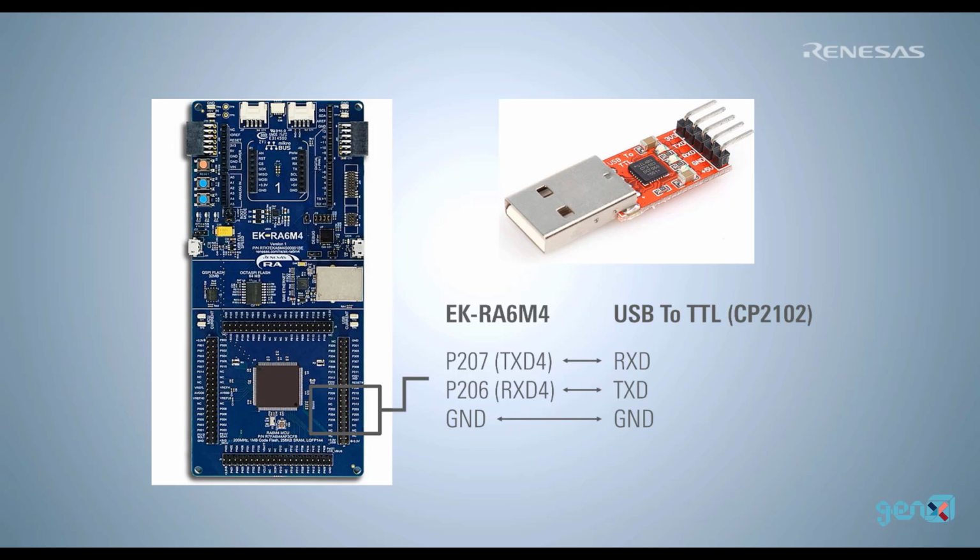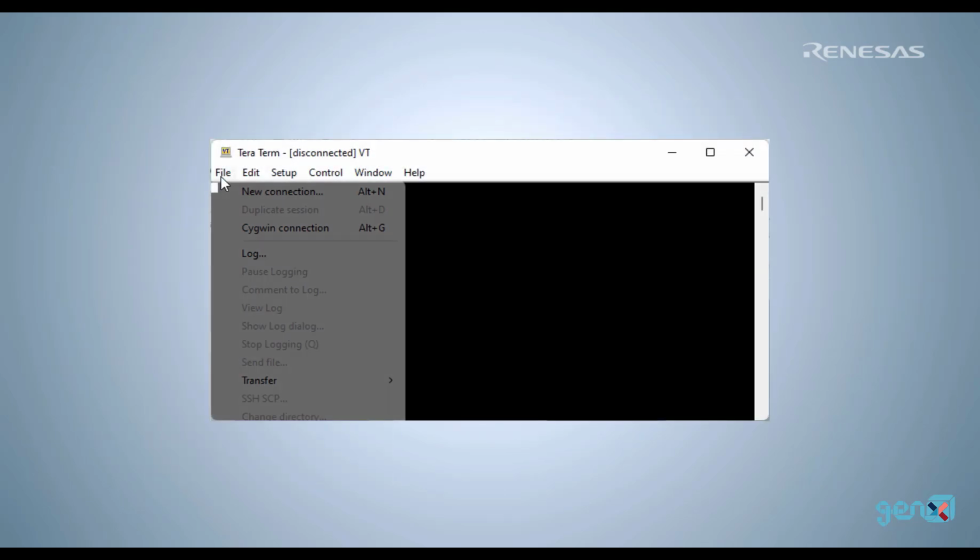Once we have uploaded our program, we can now connect the EK board to our computer using a TTL to USB adapter. We can use any generic USB to TTL adapter. For this demo, we are using the CP2102 model adapter. For this adapter module, we need to connect the TX pin of the EK board to the RX pin of the adapter and vice versa.